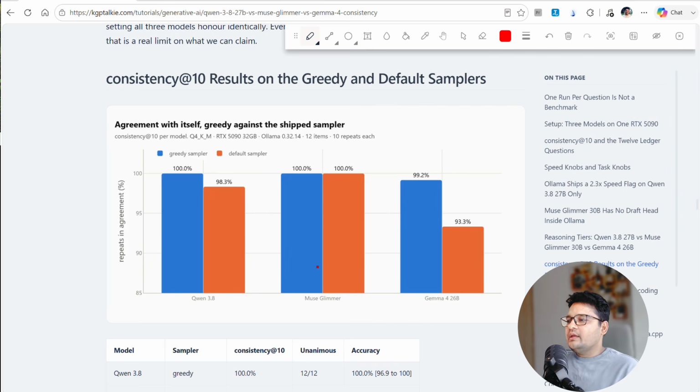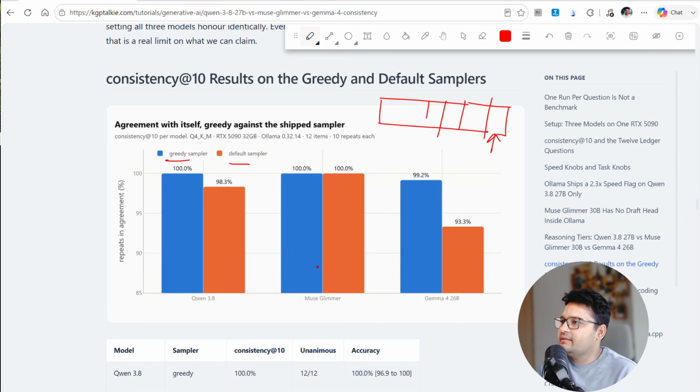Now we come to what we talked about earlier, how consistent it is going to be. That is something I have shared here. You will notice there is a greedy sampler and a default sampler. If any of you do not know how the LLM decoding technique works, let me quickly explain. Let's say your LLM is trying to predict this particular token, and all the previous tokens have already been predicted.